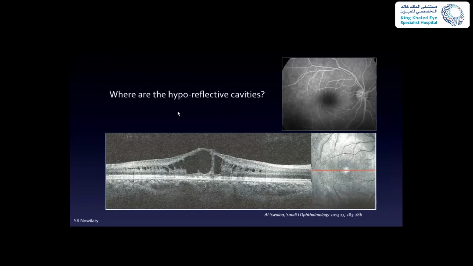All right. So where are these hyporeflective cavities? Can somebody tell me where these hyporeflective cavities are? In which layer? And is this macular edema or not?